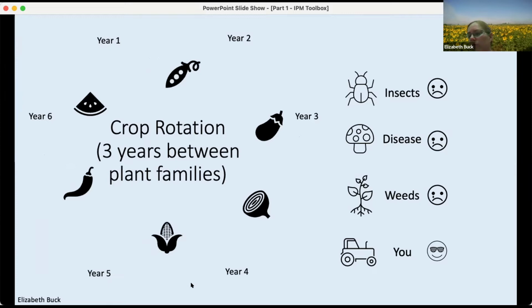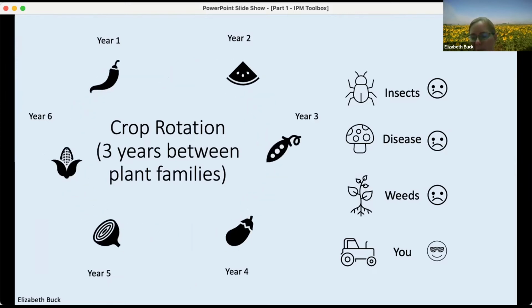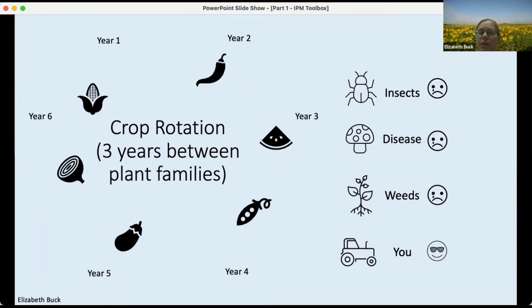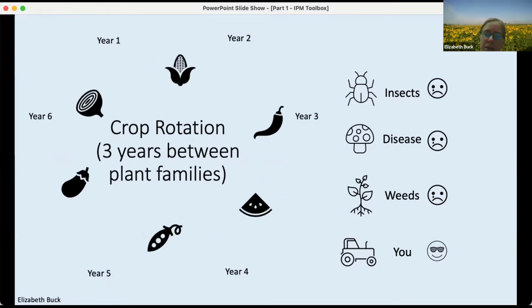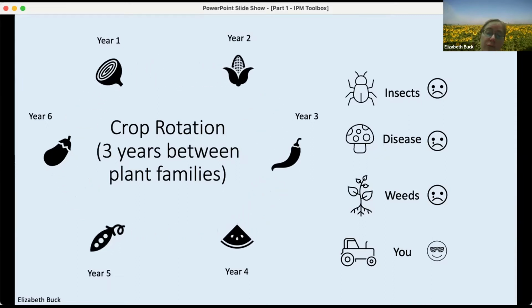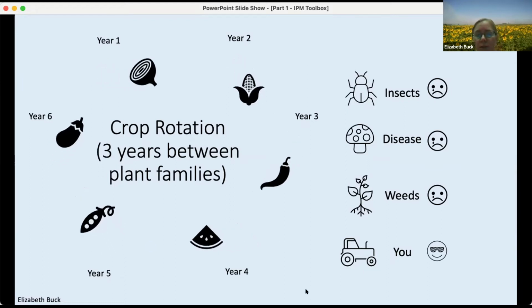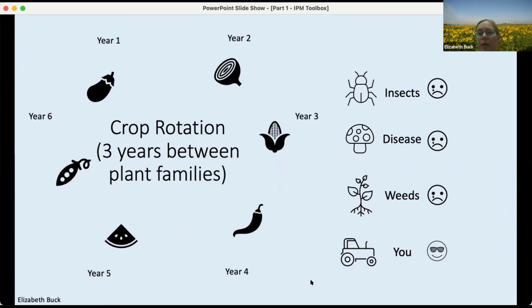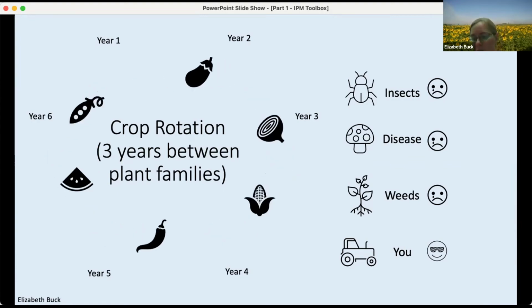A strong rotation can definitely help break disease cycles. It helps you move around and change your weed pressure, avoid certain types of weeds. Depending on how far you can rotate, sometimes it can also help with your insect pressure. Overall, a strong rotation leads to a much happier, easier growing environment, generally speaking.